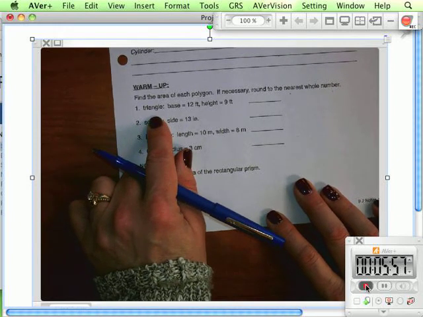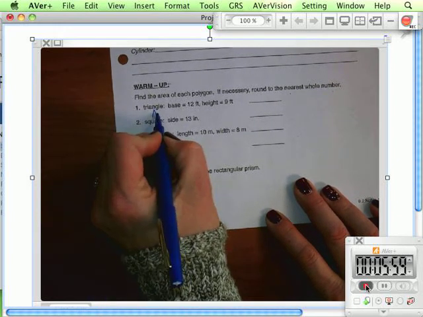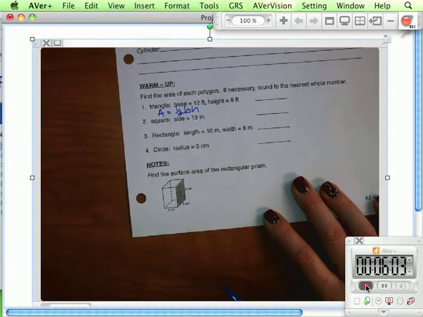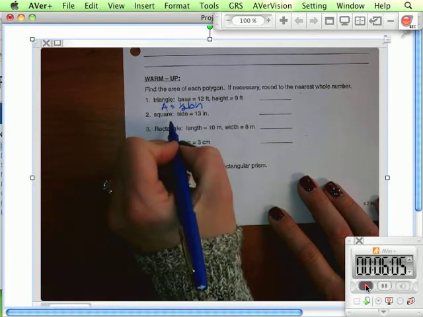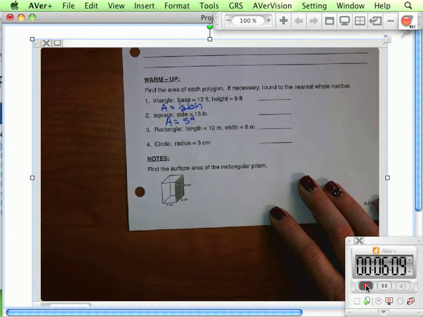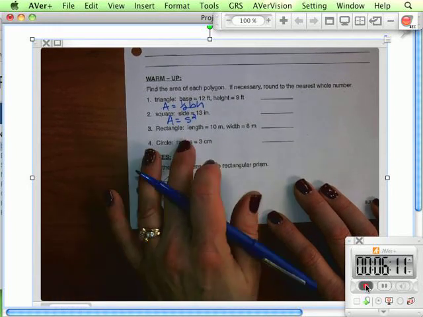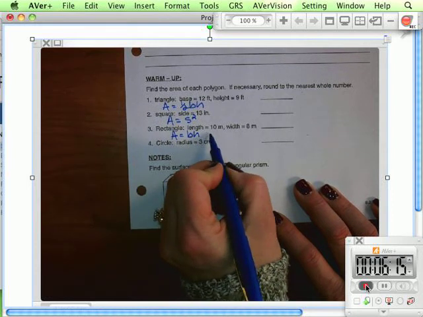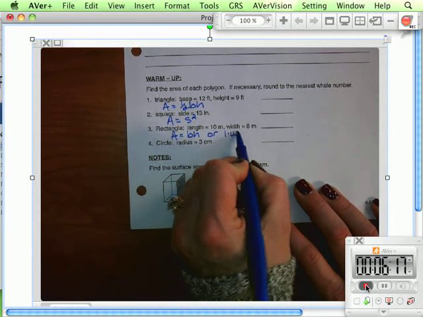Triangle. There's no circle in a triangle. A triangle is half of a rectangle. Half base times height. How do you find the area of a square? Base times height or side squared. They're equal. Doesn't matter how you write it. Rectangle is base times height. You might also see it as length times width. Doesn't matter.